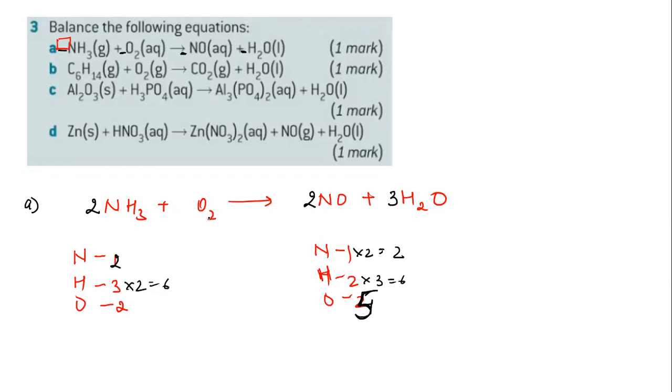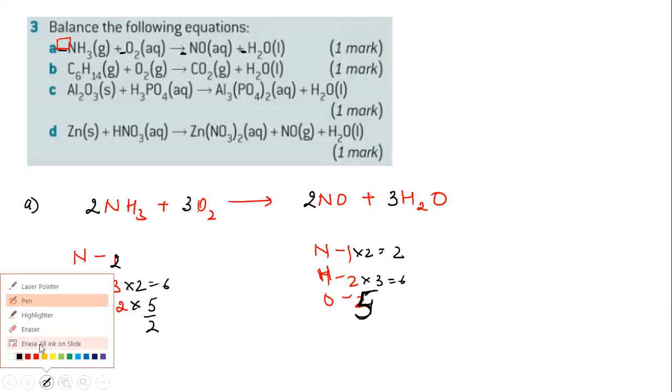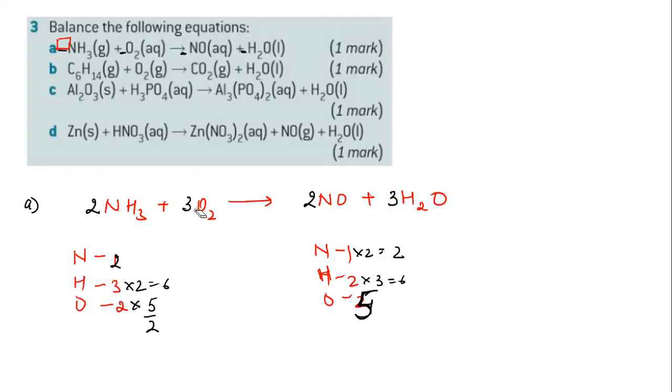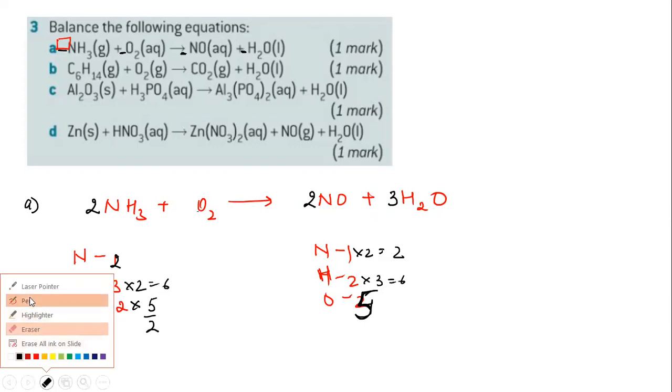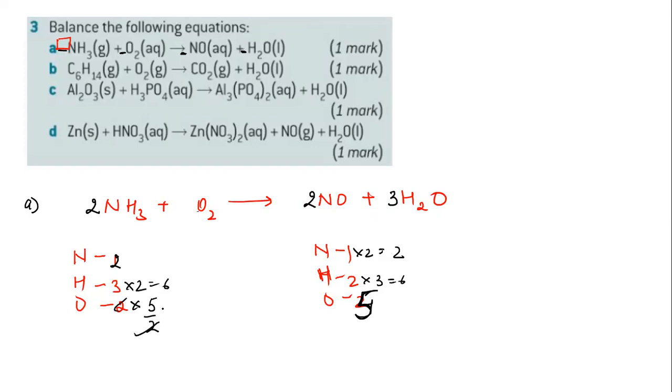Here we have 2 hydrogen, 2 oxygen. So this is 5 now. I need to make it 5. So how can I make it 5? If I multiply it by 2... if I write 3 there, it will become 6 now. You multiply, not add. If I multiply this 5 by 2, what will you get? 5? No. Yes or no?